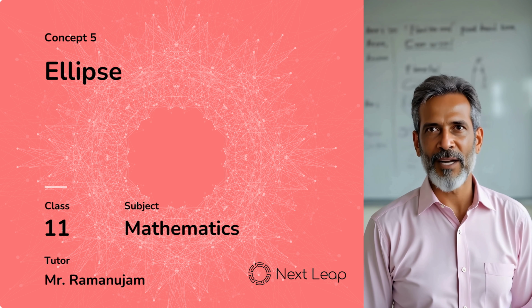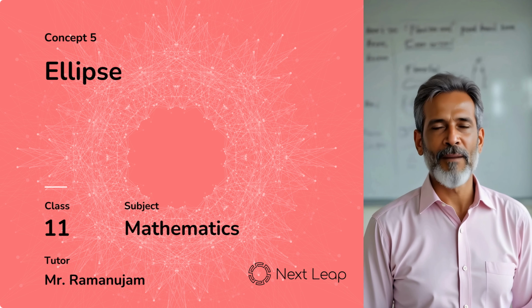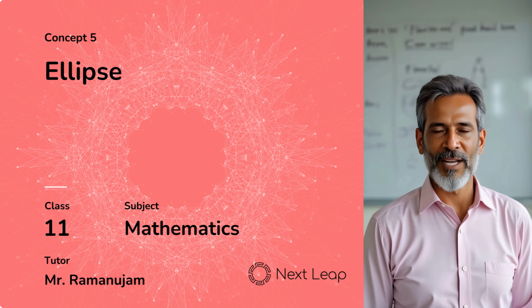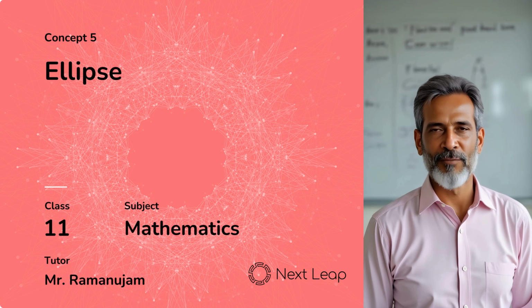Mathematically, we define an ellipse as the locus of all points P such that the sum of their distances from two fixed points, called foci, is constant. That means, if the foci are F1 and F2, then for any point P on the ellipse, PF1 plus PF2 equals 2a. And this 2a is that magic constant that remains the same for every point.